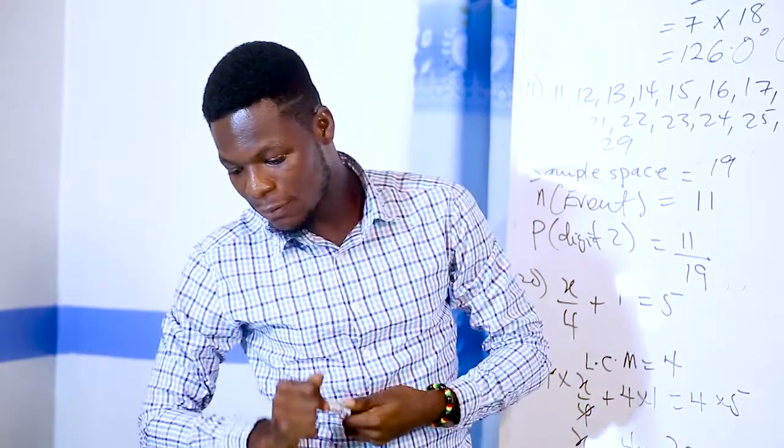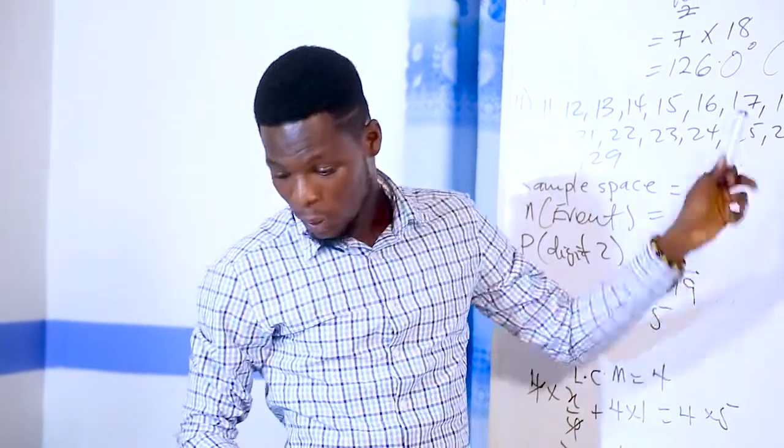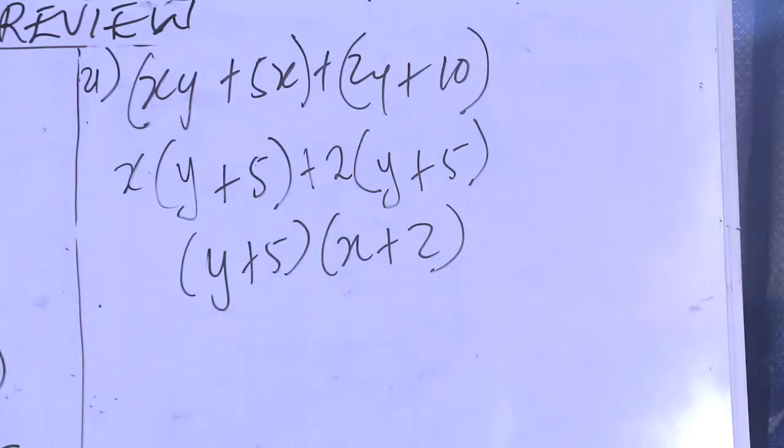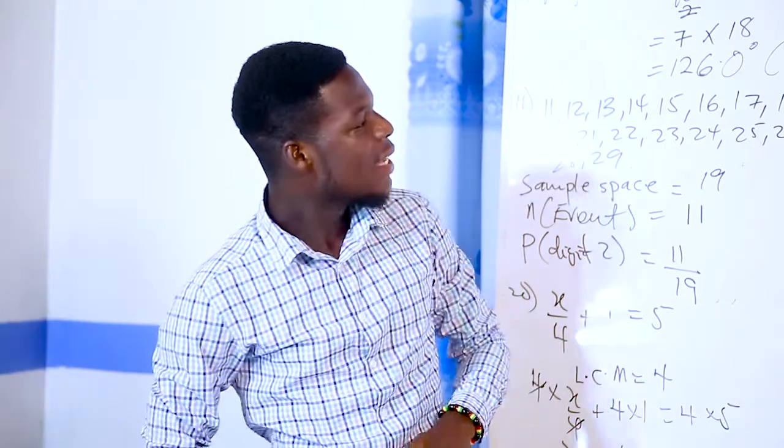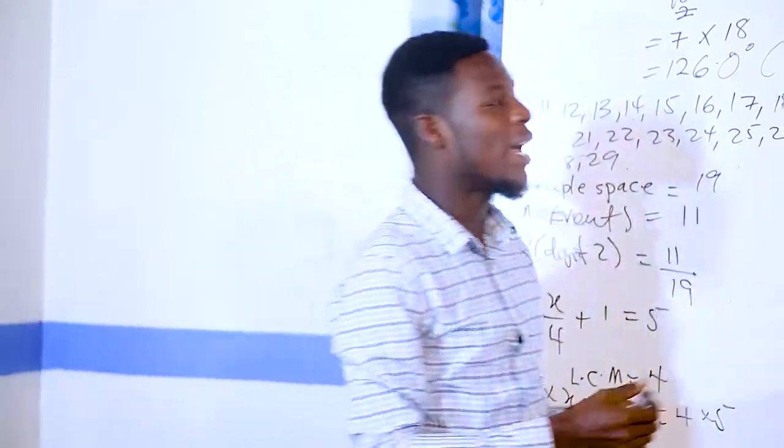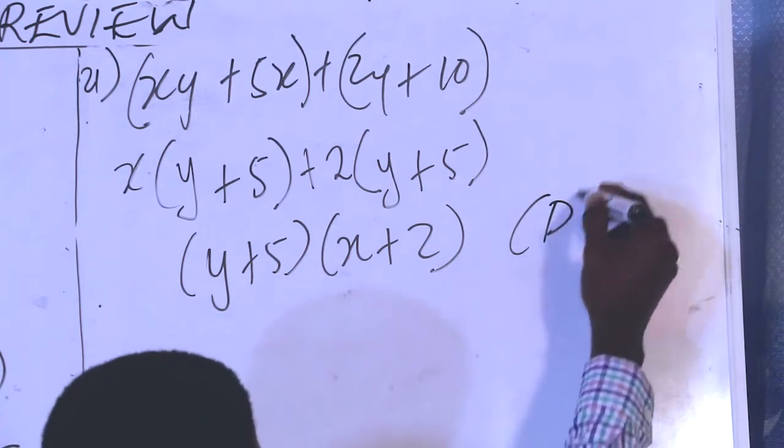We have A, x plus 5, 2y plus 10, which is wrong. B, x plus 2, y plus 10, also wrong. C, x plus 5, y plus 2, which is also wrong. And D, x plus 2, y plus 5. So D is our correct answer.